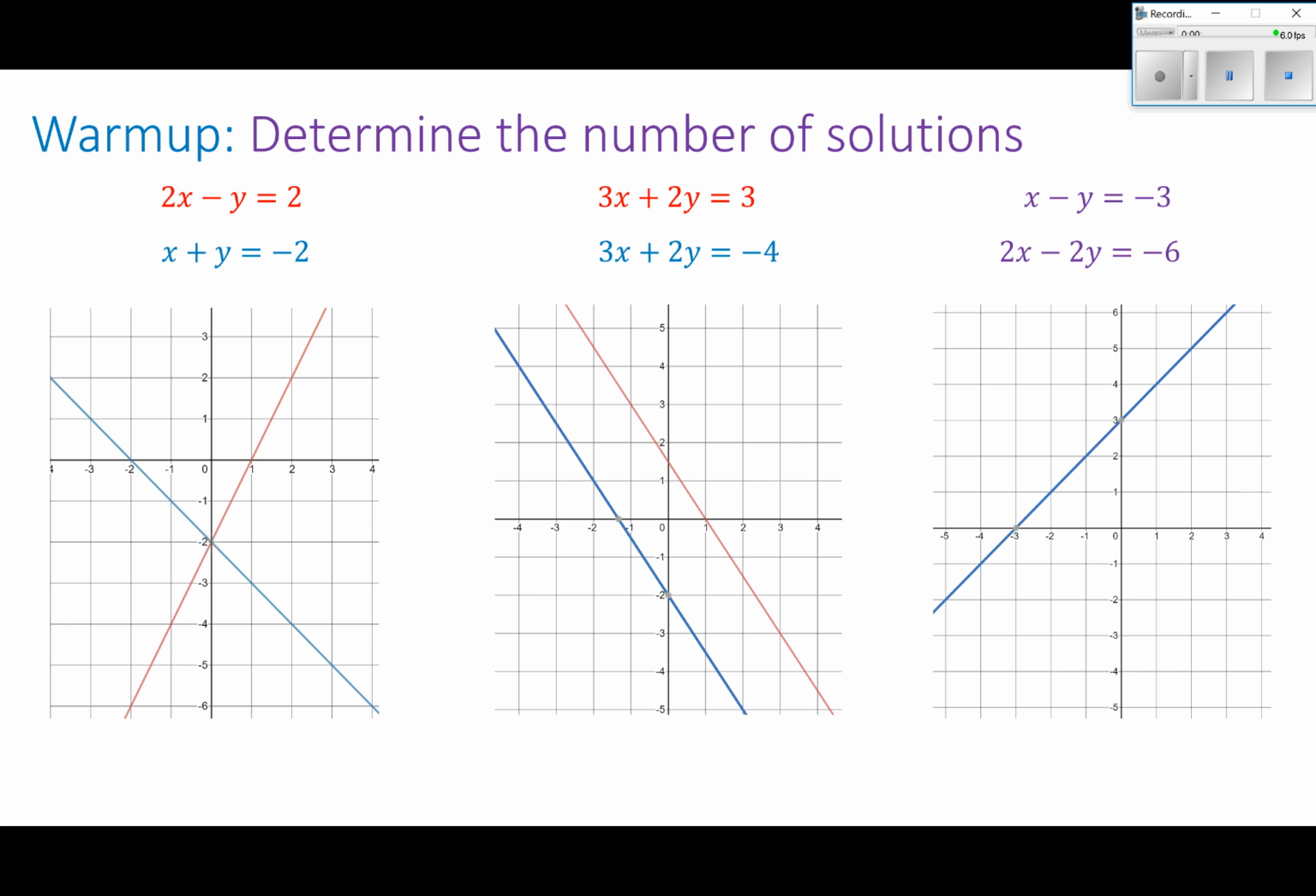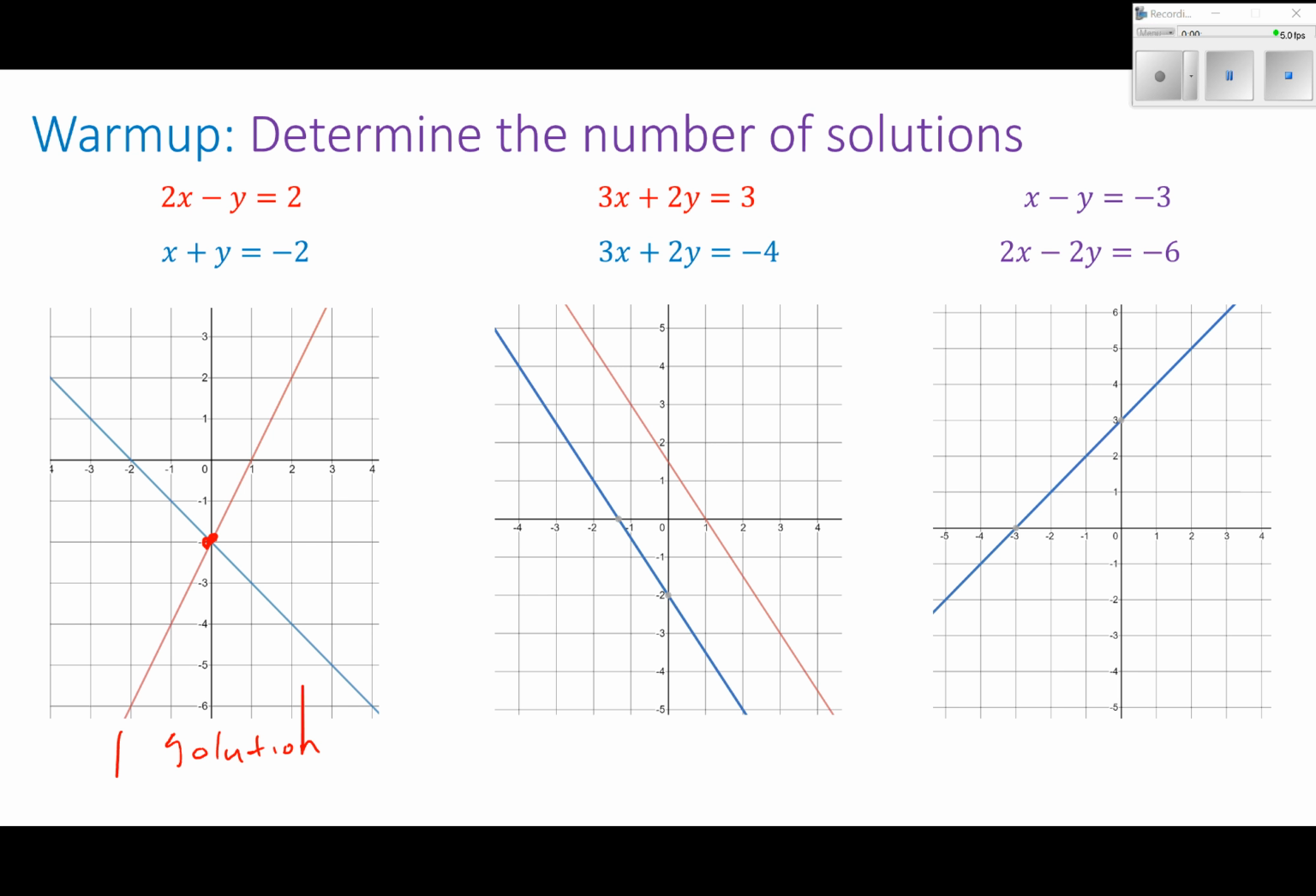So I have here just a little warm up, determine the number of solutions. So for the first graph here on the left, I have two lines, 2x minus y equals 2, and x plus 2y equals negative 2. The solution is just going to be where they intersect. So this would just be one solution.